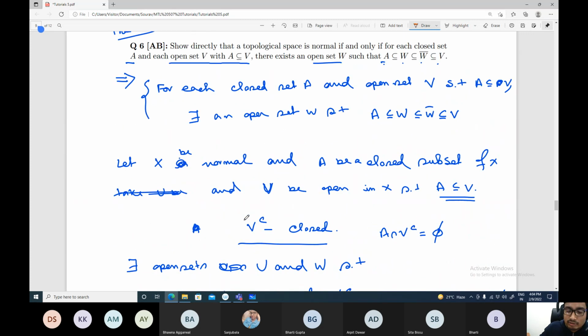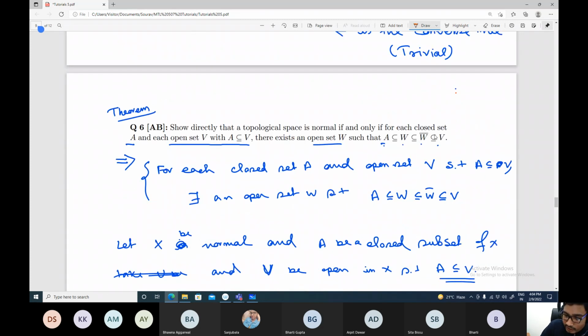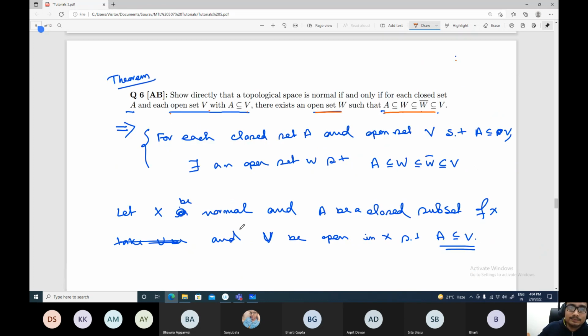So whenever this condition holds, that is, if for each closed set A and each open set V with A a subset of V, you can find some open set W which lies in between, and whose closure lies between A and V, then the space is normal. Fine.